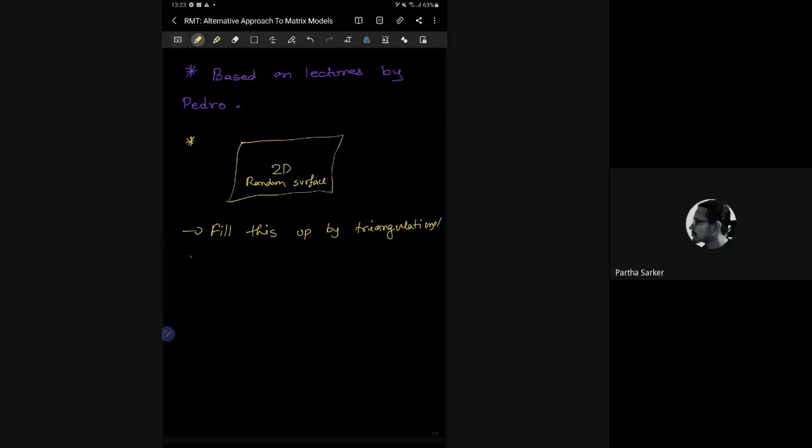Could I ask a question, please? Yeah. Could you please define what you mean by random surface? Let's say you have a two-dimensional surface, and it can be of any shape. It's just a two-dimensional surface, like an arbitrary surface. Exactly, an arbitrary surface. If you have questions, just interrupt me and ask.